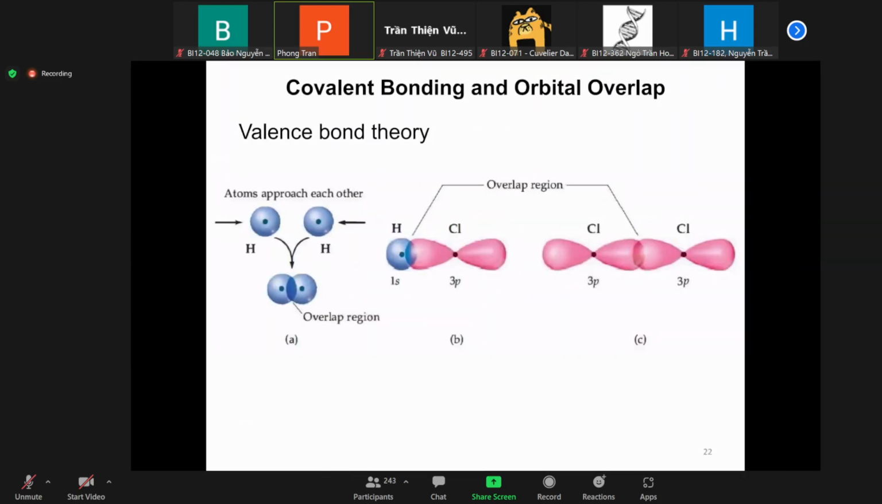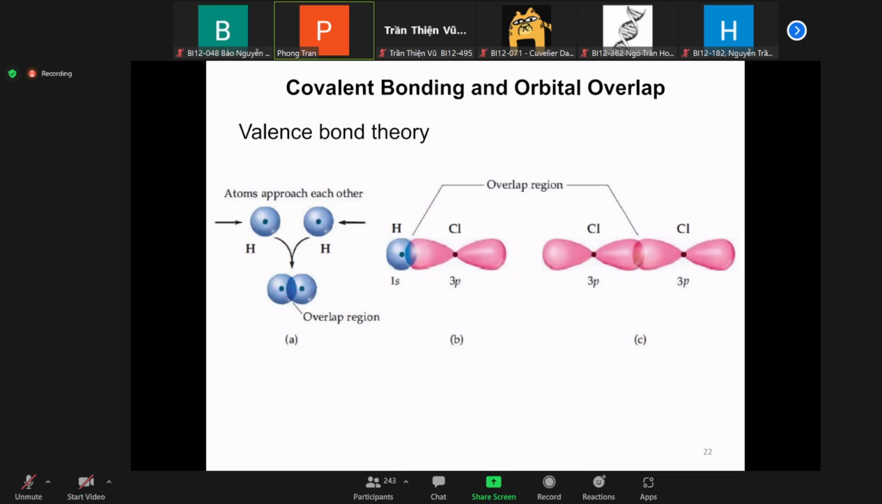Now, let's move to the orbital overlap. So we talk about valence bond theory. The idea is quite simple, as follows. In a covalent bond, we say that bonding is built through the sharing of valence electrons of the atoms. So the valence electrons are in the atomic orbitals, that means in the orbital of each atom. We are talking about the valence electrons.